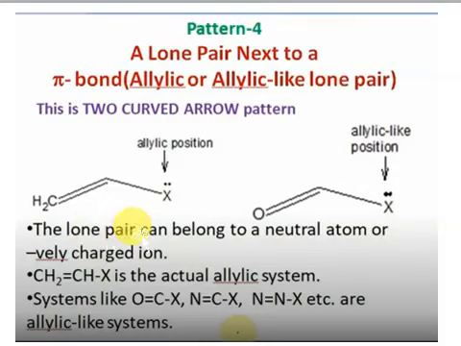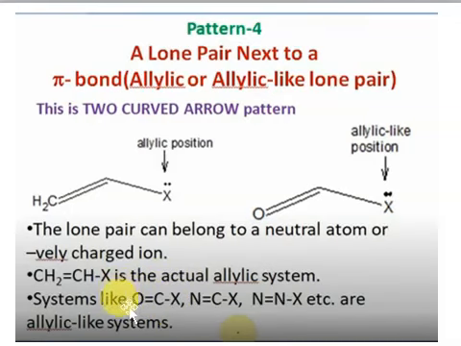This is an allyl system with a lone pair containing group on the allyl carbon, right? So this lone pair can belong to a neutral atom, or it can be a negatively charged ion, right? The lone pair has 2 electrons, the negative charge has 2 electrons as well, so you can have a negative charge here, and also you can have a lone pair here. Right, so these are systems like CH2 double bonded CH, and next there is an X. X can be a halogen, can be anything, right? So you can have a system like this one.